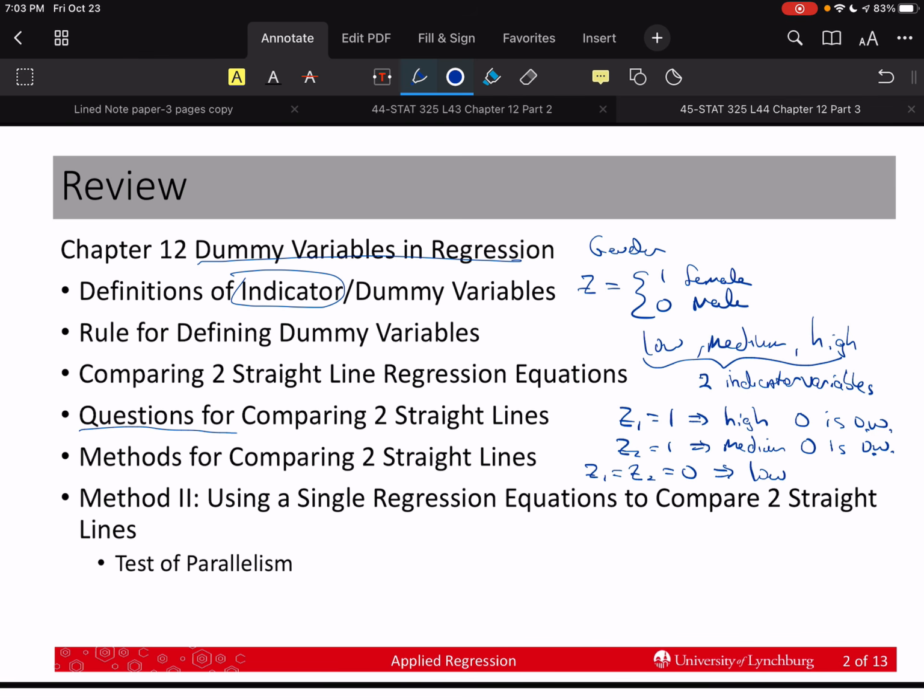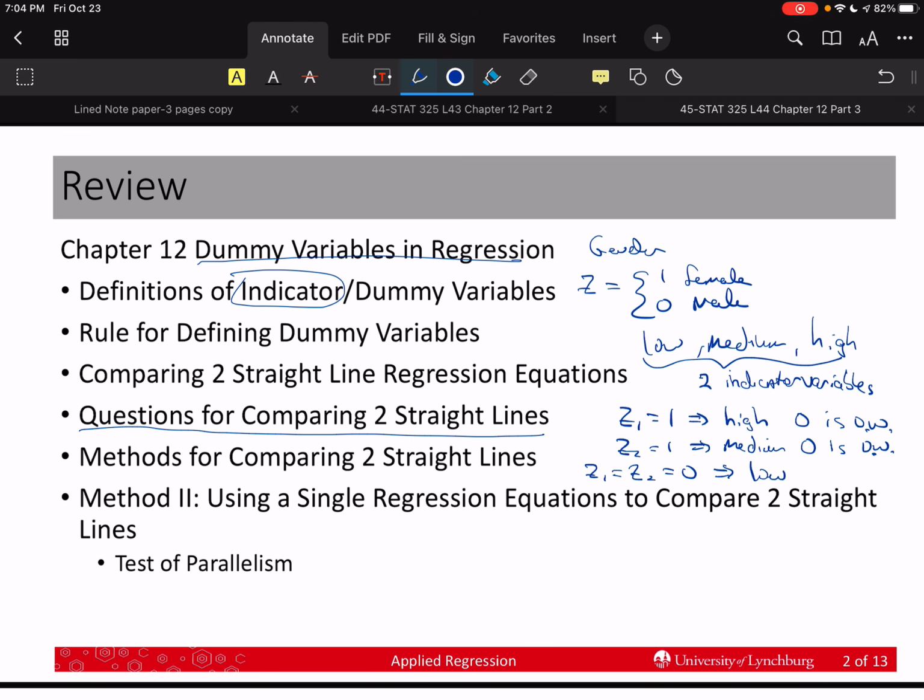We talked about the questions for comparing two straight lines. Are the slopes the same? Are the intercepts the same? Are the two lines coincident? Are their slopes and intercepts the same? If their slopes are the same, they're parallel. And if slopes and intercepts both are the same, then they're coincident.